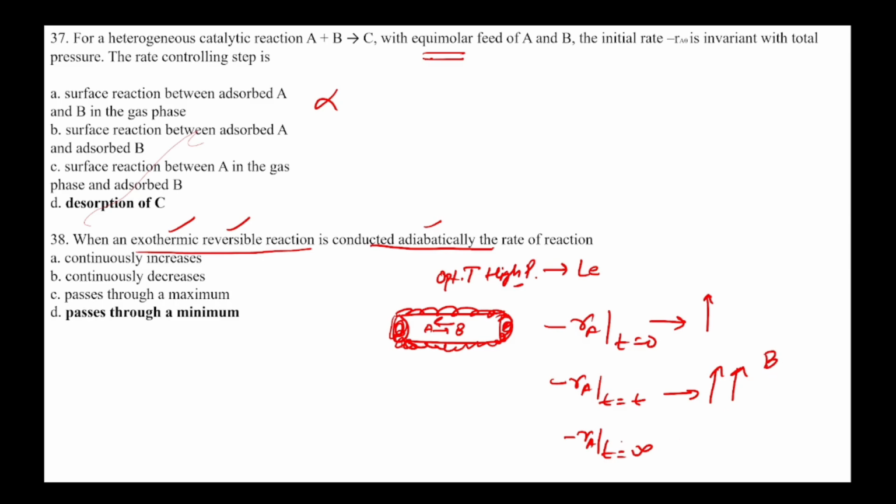Now, overheating will dissociate because an optimum temperature is required. If we increase the temperature above the optimum temperature, the dissociation of B takes place. So the rate of the reaction passes through a maximum. You will understand this question after reading what Le Chatelier principle says, or go through the example of ammonia production.